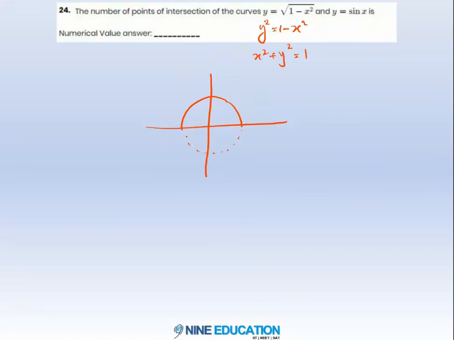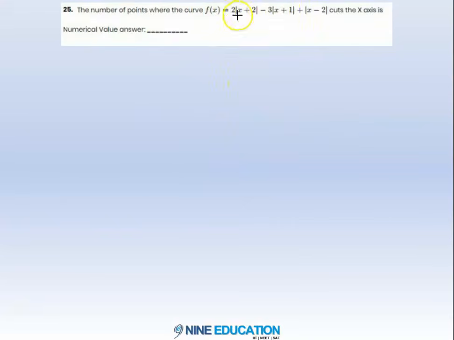And as we know that sin x graph, if we draw, it will be going from 0 like this again till here. So this is pi, this is 2 pi, and it will come down and keep repeating after 2 pi. But if you see the point of intersection, there is only one point of intersection, because this dotted portion of the circle is anyways not included in the actual graph, which is y is equal to square root of 1 minus x square. So the correct answer for this question is 1.